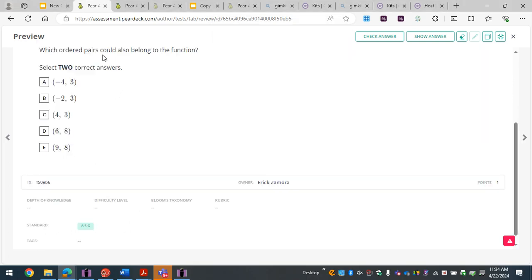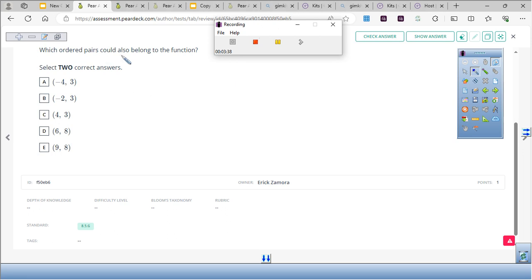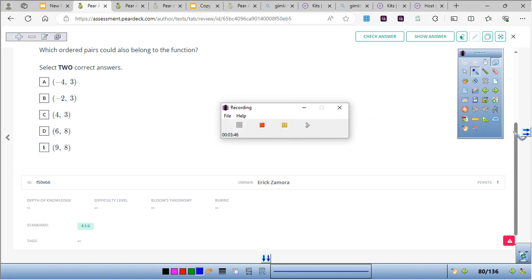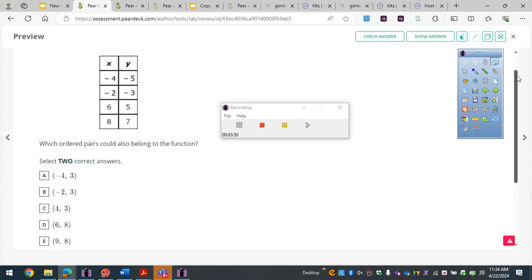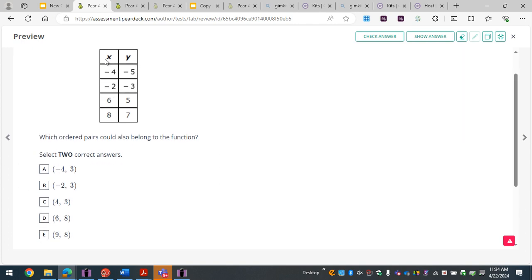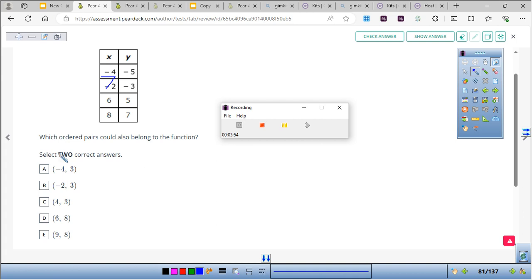Again, which ordered pairs could also belong to the function? We don't want the x's to repeat, as long as they're all different. Look for negative 4. It can't be that one. Negative 2 can't be that one because it would repeat. 6 can't be that one. So it has to be these two right here, 9 and 4. Add them here, they do not repeat.